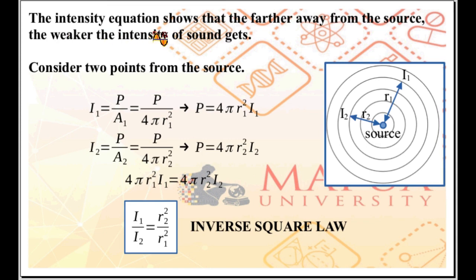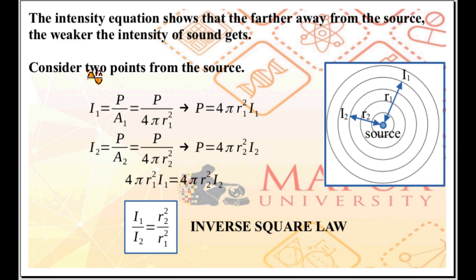The intensity equation shows that the farther away from the source, the weaker the intensity of sound gets. I is equal to P over A. The farther away from the source, the bigger the area A. The bigger the radius R gets, the bigger the surface area A. The bigger the denominator, the smaller the intensity gets. I is equal to P over A.